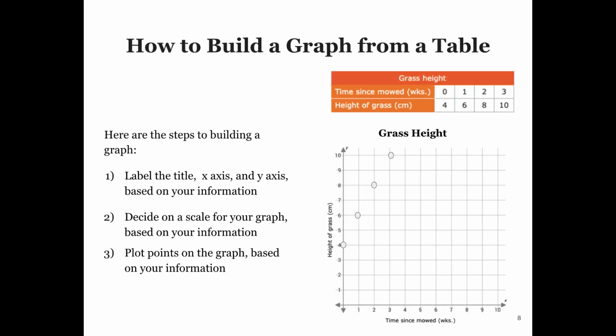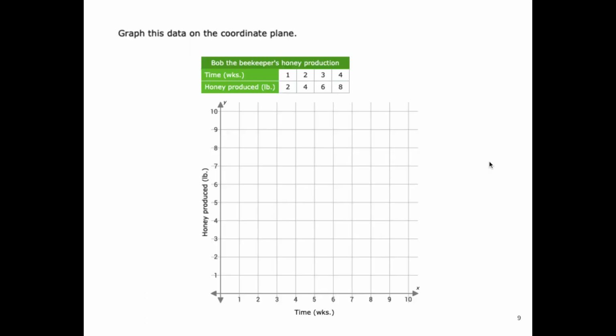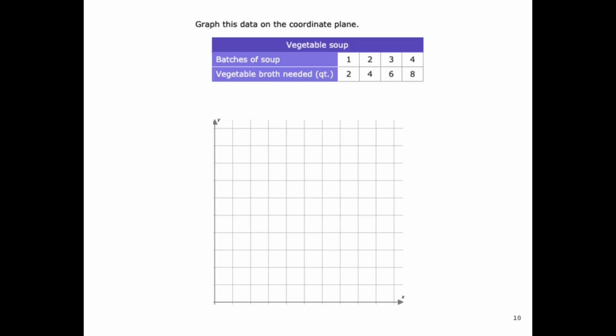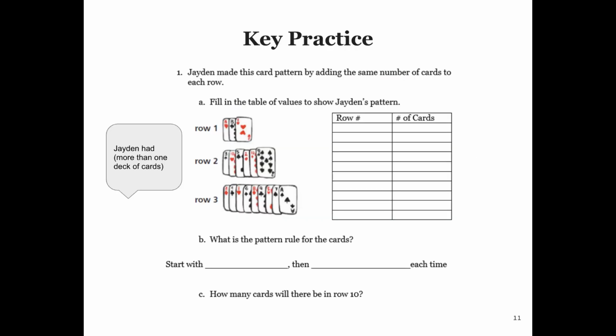So how to build a graph from a table. You label your title, your x-axis, and your y-axis based on your information. You just decide on a scale for your graph, again, based on information, and then you plot those points. That's how you make a graph. So you can practice graphing this data onto this coordinate plane, and then this data onto this coordinate plane.